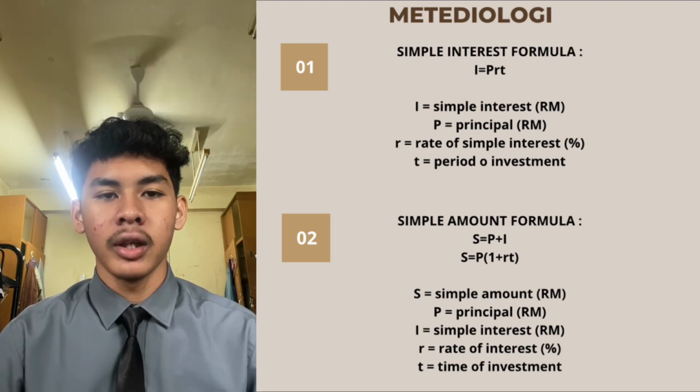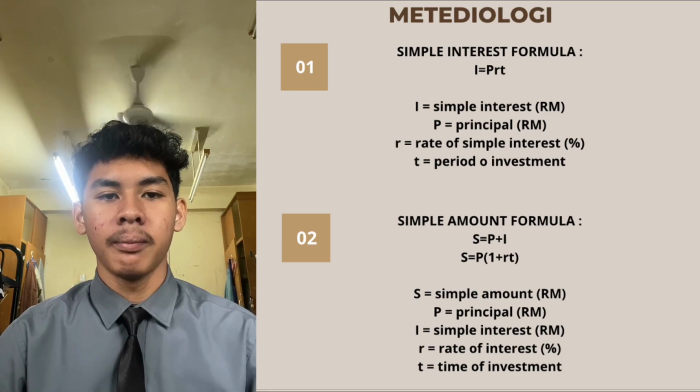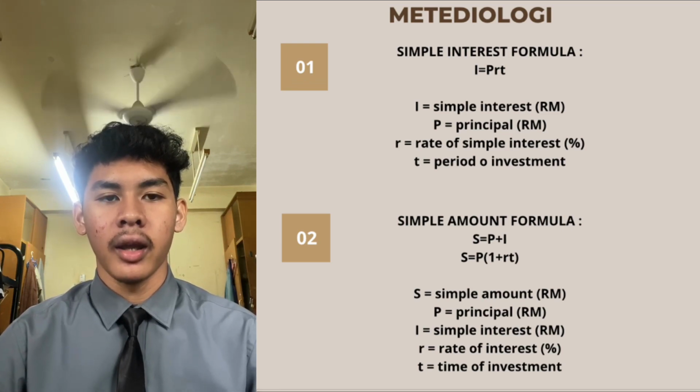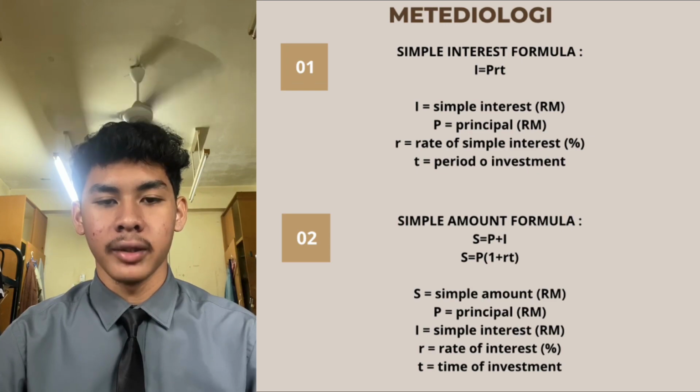The second formula is simple amount. Simple amount is S equals P plus I, and S equals P(1 plus RT). S stands for simple amount, P stands for principal, I stands for simple interest, R is the rate of interest, and T is the time of investment.